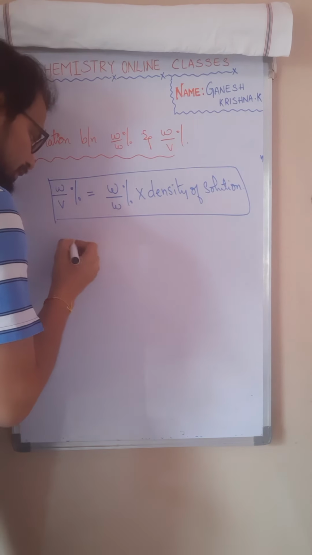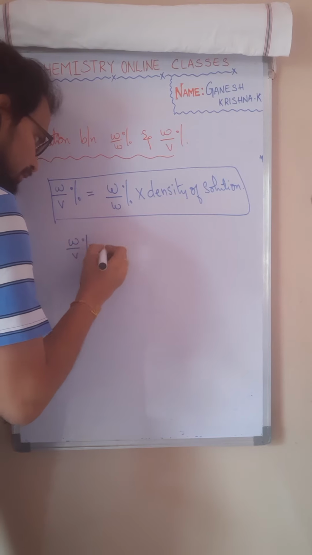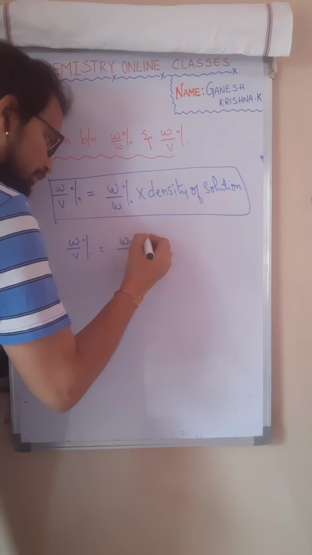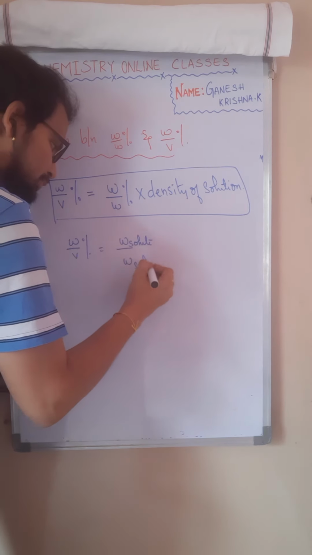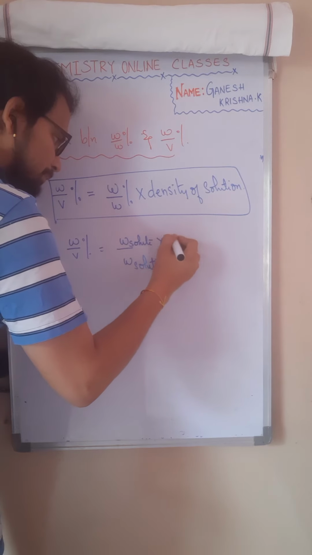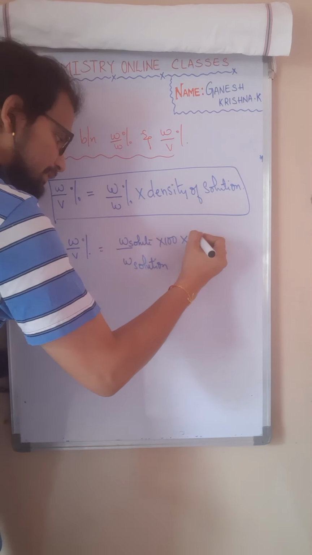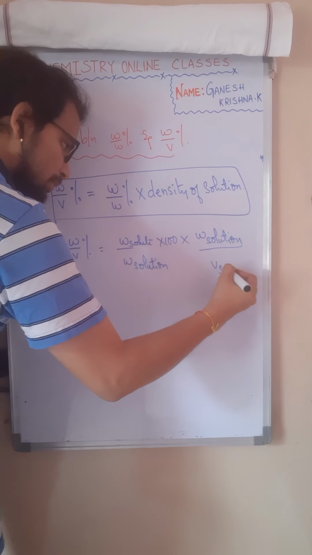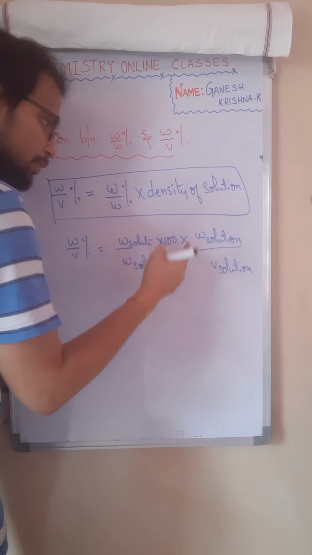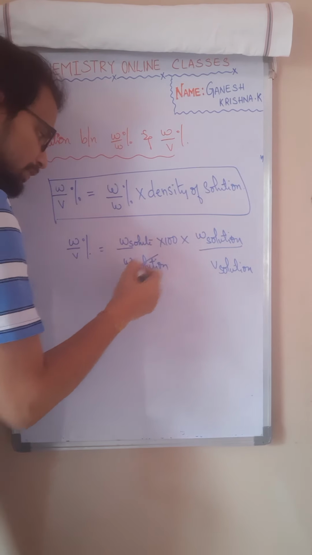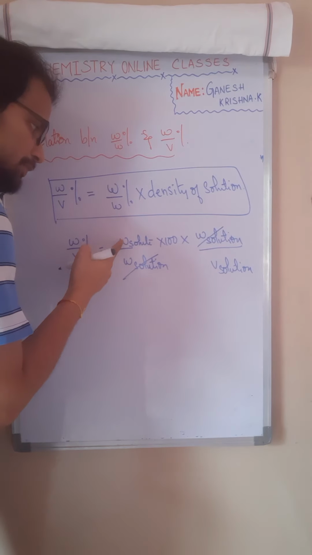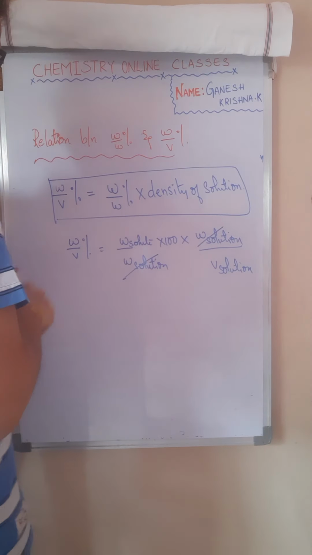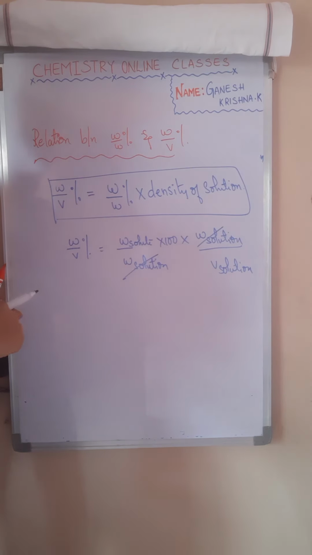You can understand even this by expanding it here. Weight by weight percentage is written as what? Weight of solute by weight of solution into 100. Density of solution can be written as weight of solution by volume of solution, where we know density is equal to mass by volume. Mass is nothing but, here, we can take weight. So weight of solution gets cancelled, then we will get weight of solute into 100 by volume of the solution. Okay, right. So this is the relation between weight by volume percentage and weight by weight percentage.